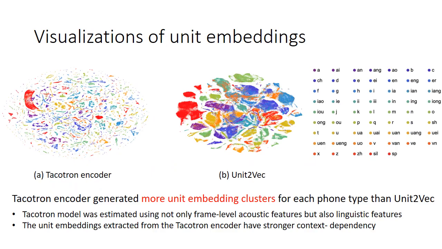This figure shows the phone-dependent distributions of the unit embedding extracted from Tacotron encoder and unit-to-vector using TSync. From this figure, we can see the Tacotron encoder generated more unit embedding clusters for each phone type than the unit vector model. One possible reason is that the Tacotron model was estimated using not only frame-level acoustic features, but also linguistic features in a sequence-to-sequence manner. Thus, the embedding extracted from the Tacotron encoder has stronger context dependency than the one from unit-to-vector.